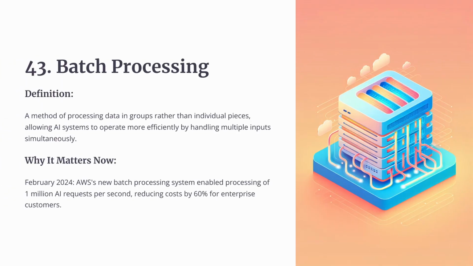Batch processing is a method of processing data in groups rather than individual pieces, allowing AI systems to operate more efficiently by handling multiple inputs simultaneously. Imagine a chef preparing meals. It's much more efficient to cook multiple dishes at once than one at a time. AWS's achievement is like turning a small kitchen into a massive restaurant operation, handling a million orders simultaneously while actually reducing the cost per meal.